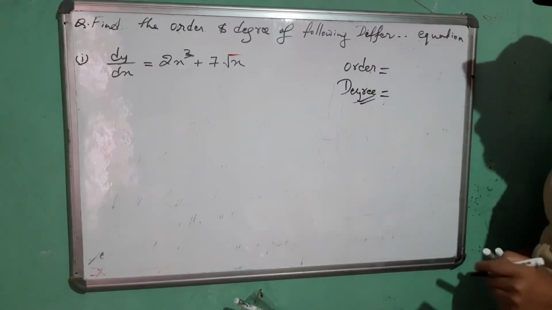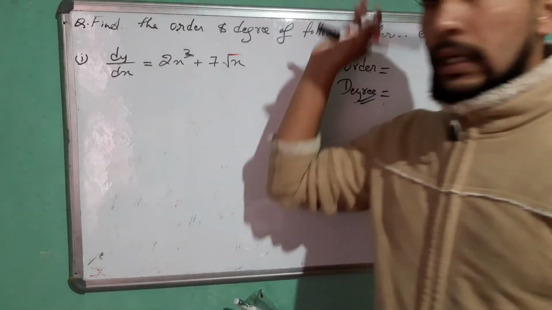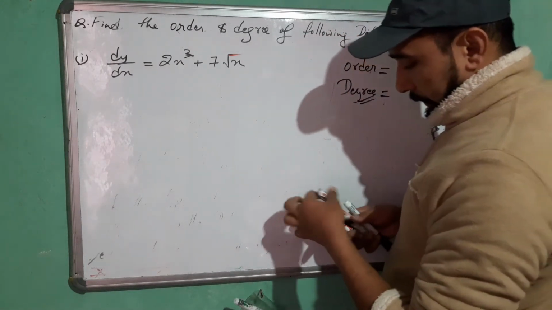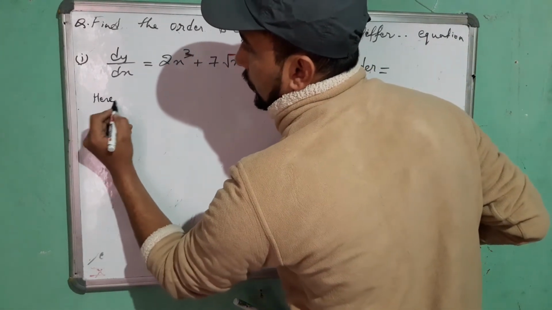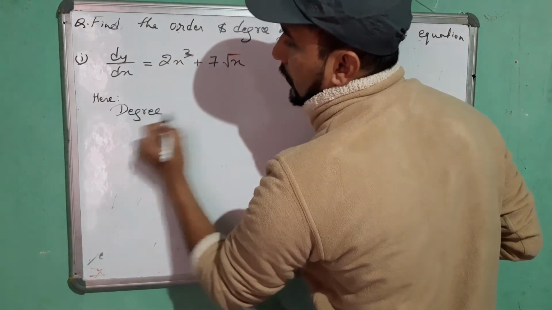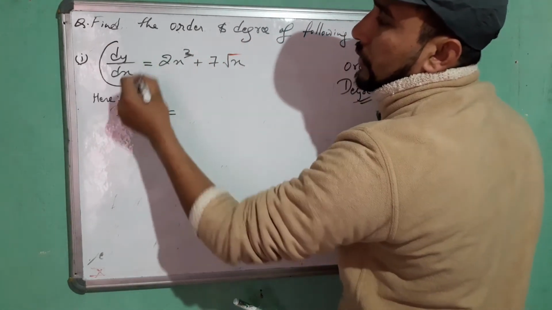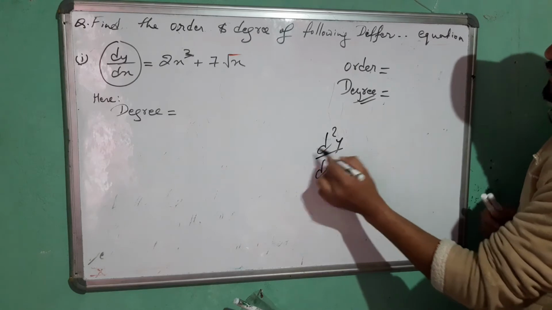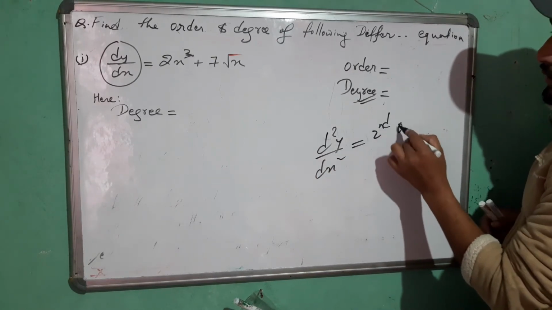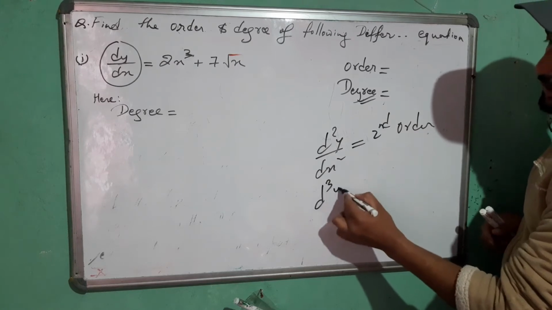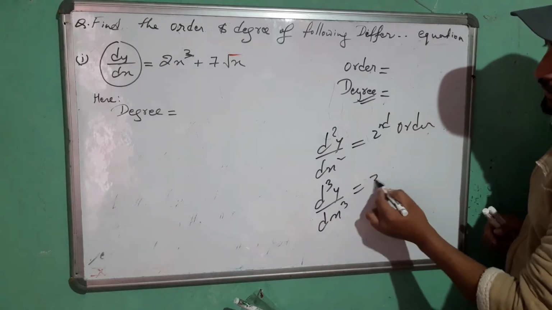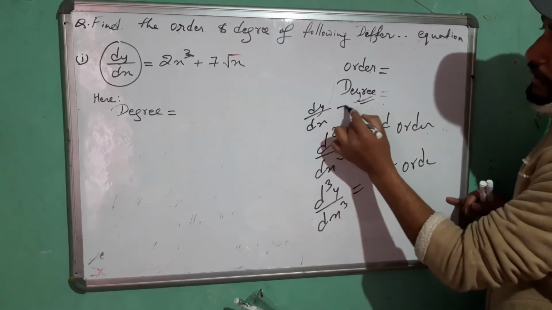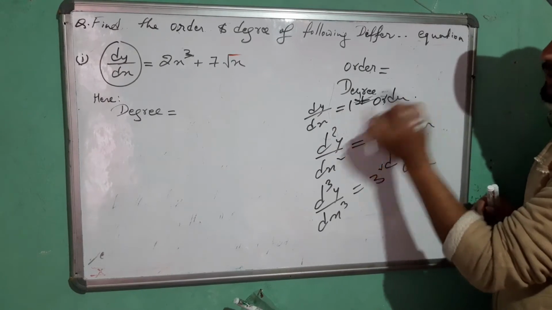So degree means how many times you have differentiated the equation, algebraic equation. Okay, so here degree equals to, see, you have differentiated once only, dy dx is there. So if you have d2y dx square, it means a second order. Okay, if you have d3y dx3, then this is third order. If you have dy dx, then it is first order. First order derivative is dy dx.